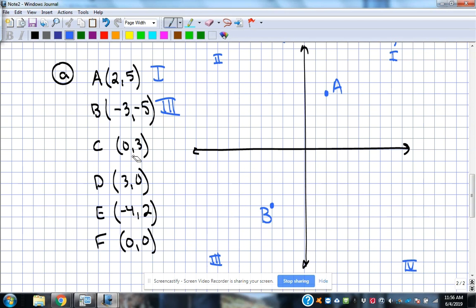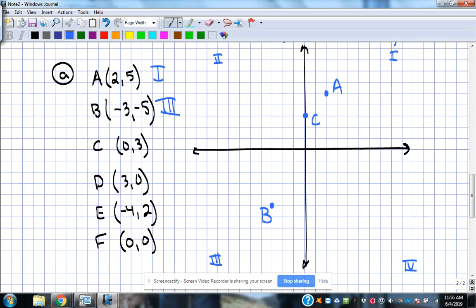Again, I'm going to start at the origin at the point where they cross, and then I'm going to go 0 in the X direction. So that means I don't move left or right at all. And then I'm going to 3 on the Y direction. That's a positive 3. So I'm going to go up or down? Up. I'm going to be right there. And that's where point C is at.